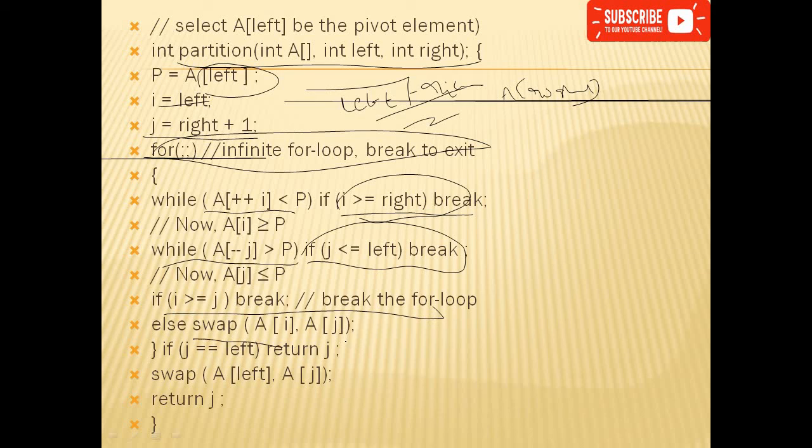Else swap a of i with a of j. So if these conditions are not satisfied, then swapping will be done. Okay, a of i with a of j, swapping will be done. And if j is equal to left, return j. If j is equal to left, meaning it reached the starting index, then j will be returned. Swapping of a of left with a of j happens when these conditions are not satisfied. Return j. The index of j will be returned.